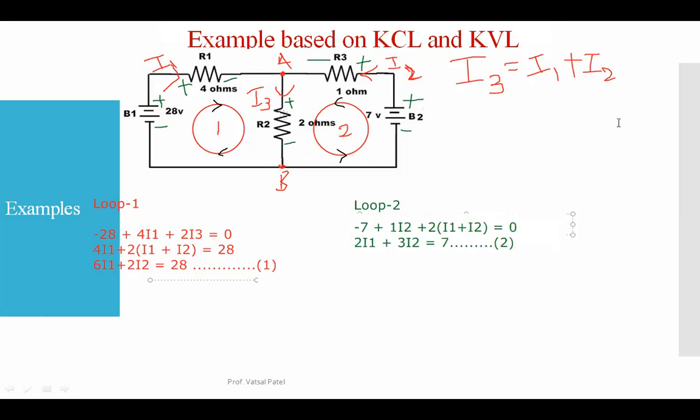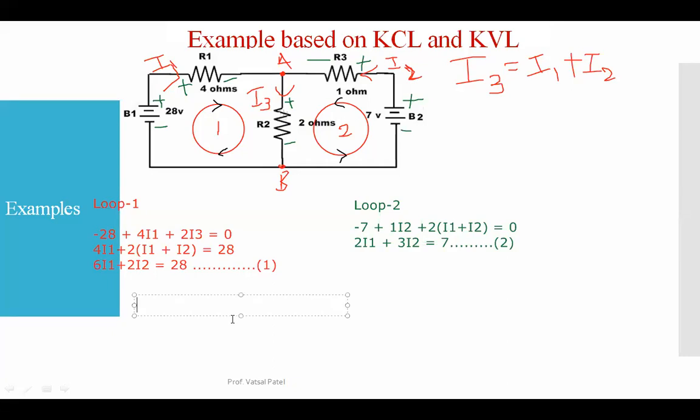Do you understand up to here? In loop number 1 and loop number 2, how we get these two equations? Yes or no? So now if we simplify these two equations, you have 6I1 plus 2I2 is equal to 28, and 2I1 plus 3I2 is equal to 7. If we multiply equation number 2 by 3 and subtract it from equation number 1, can we get I2 first? Just a second.